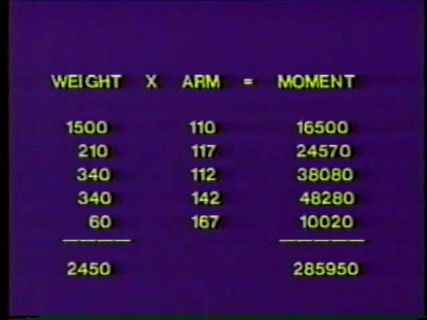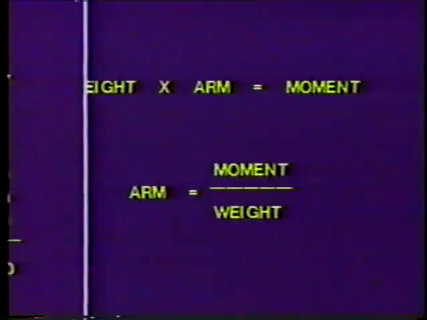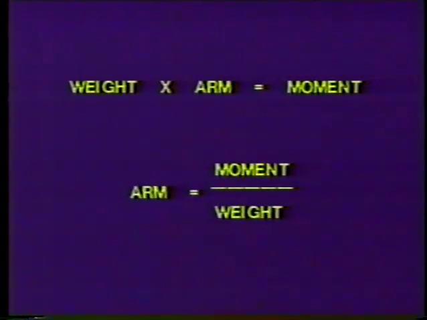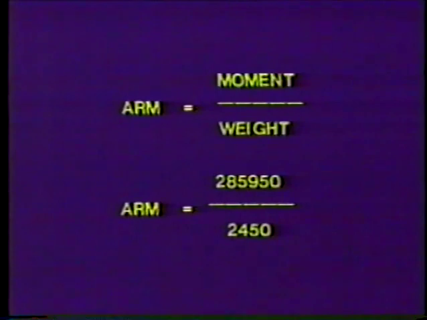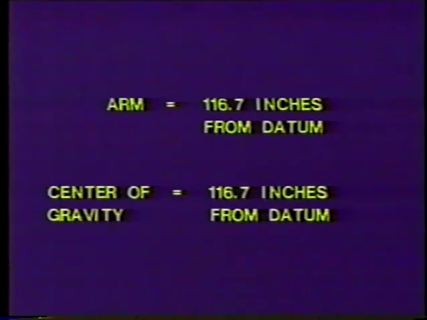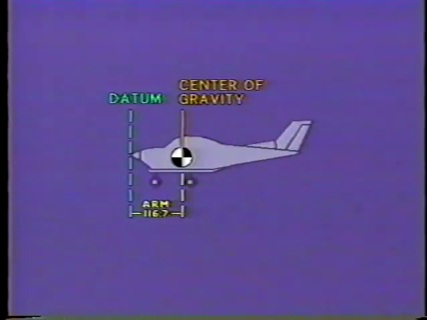Now we have all the information we need to locate the center of gravity of the airplane. Since weight times arm equals moment, it follows that moment divided by weight will equal arm. So divide the total moment by the total weight. The result will be the total arm, or the location of the center of gravity of the total loaded airplane. The answer is 116.7 inches from the datum.